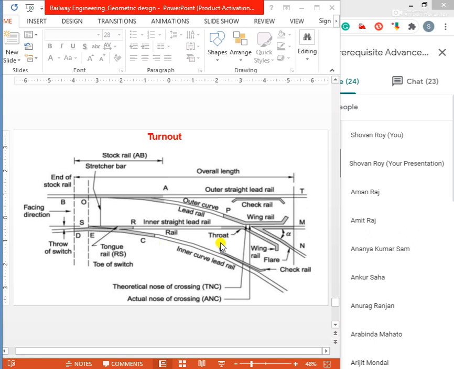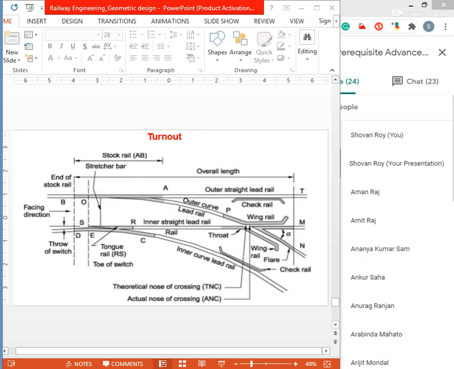Overall, I should say that you should keep this complete figure in your mind. During practice, for exams or elsewhere, when we talk about the turnout, when we talk about the tongue rail, when we talk about the stock rail, this figure is important.